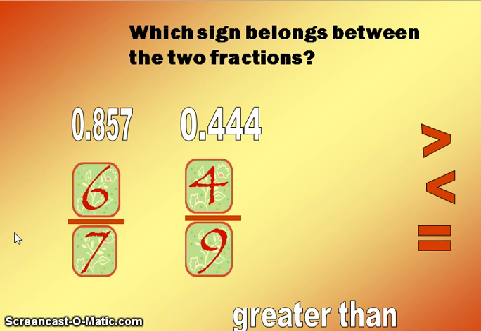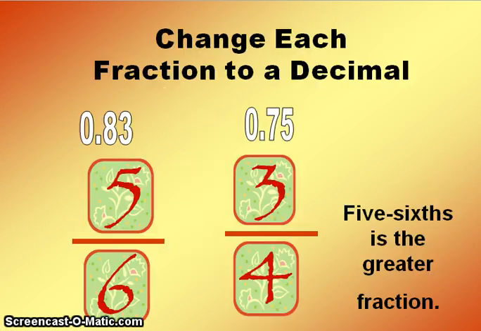Next slide. Same thing, guys. Again, 6 divided by 7, we get 0.857. 4 over 9, we get 0.444. So this one is going to be a greater than symbol. Next slide. Again, 5 over 6 is going to be greater than 3 over 4. 0.83 is bigger than 0.75.